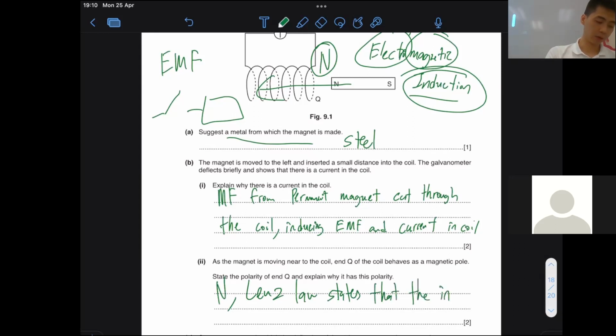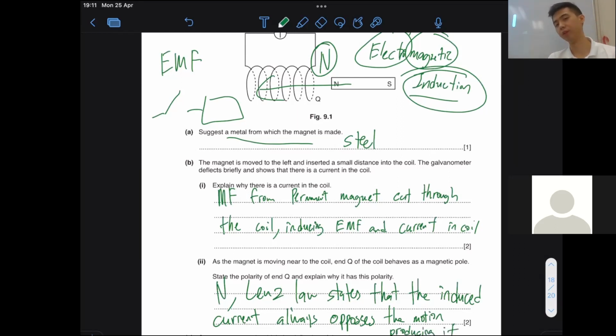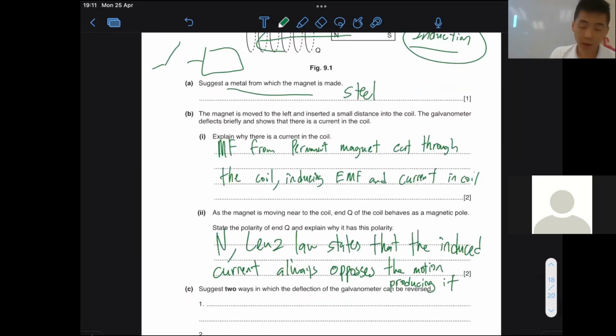the induced current always opposes the motion producing it. I think it's wrong. I think Lenz's law is spelled with a Z, if I'm not mistaken, but let me Google that later on. Lenz's law states that the induced current always opposes the motion producing it. Now, guys, copy this down first. Let me explain this statement later on.